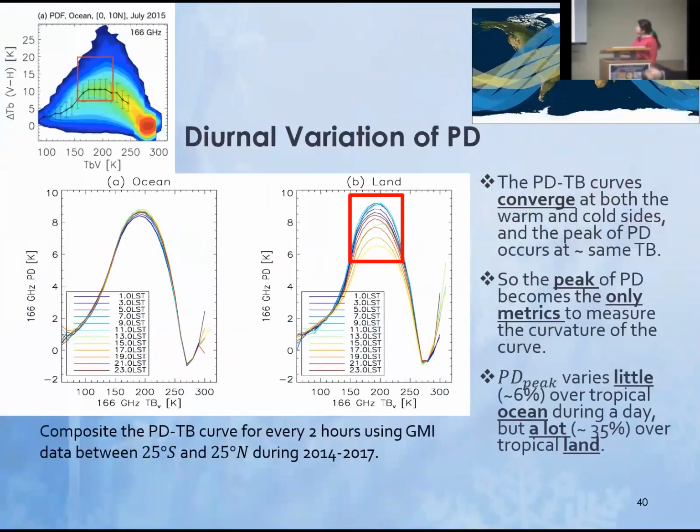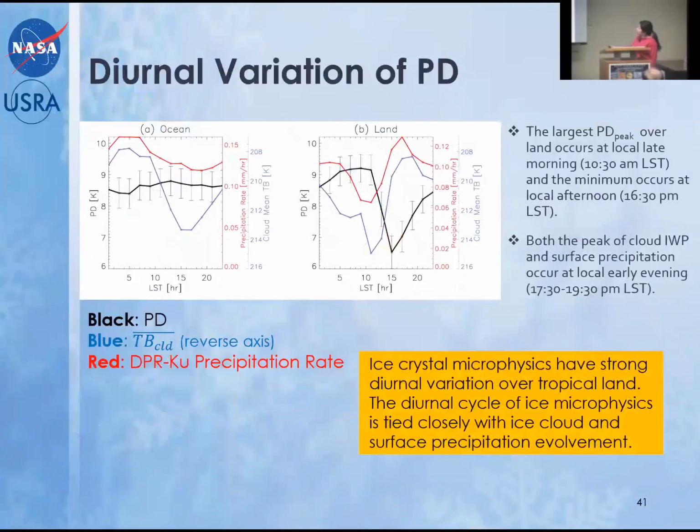So if we plot the peak as a function of local time, this black line is what we get for tropical land and tropical ocean. Over tropical ocean, the ice microphysics doesn't change very much. But over tropical land, you can see it peaks in the local morning and reaches the minimum in the local early afternoon. If you overlay the red line, the precipitation derived from the DPR radar, and the blue line, the cloud mean brightness temperature, which corresponds to the ice water path and cloud thickness, you can see they are anti-correlated.